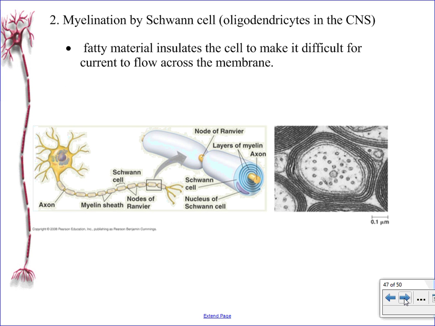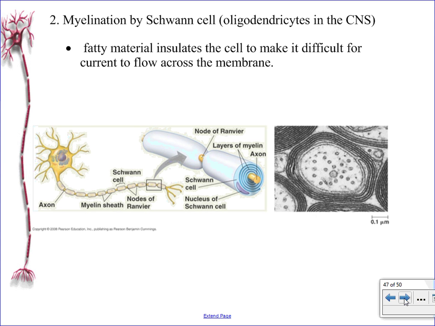The second way that a message can travel faster down the length of the neuron is something that we have seen before. That is the myelin sheath that's wrapped around the axon. The myelin sheath comes from a very special kind of glial cell called Schwann cells. These Schwann cells are in the peripheral nervous system. In the central nervous system, there is still some myelination in some regions of the brain and the spinal cord, and that is by a cell type referred to as oligodendrocytes.